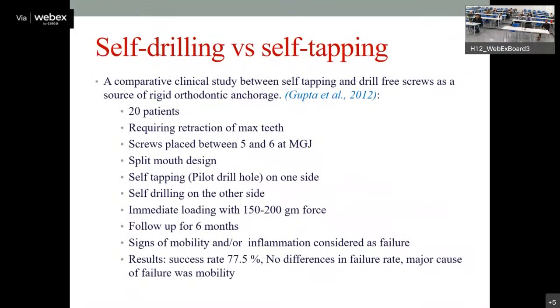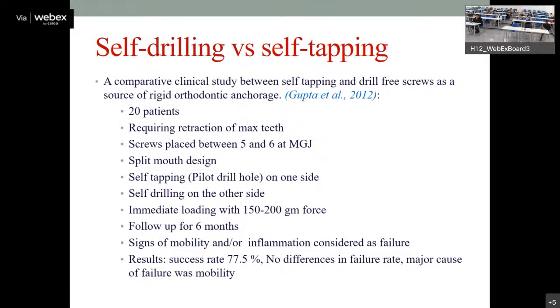However, there was another study in 2012, a clinical study to compare between self-tapping technique and self-drilling technique, in which they recruited 20 patients requiring retraction of maxillary teeth. They placed the screw between second premolar and first molar at the mucogingival junction. They used the split mouth design. In one side, they used self-tapping technique, and on the other side, they used self-drilling technique. They applied their forces immediately after the insertion with a force level of 150 to 200 grams. And they considered that any sign of mobility and/or inflammation would be considered as failure.